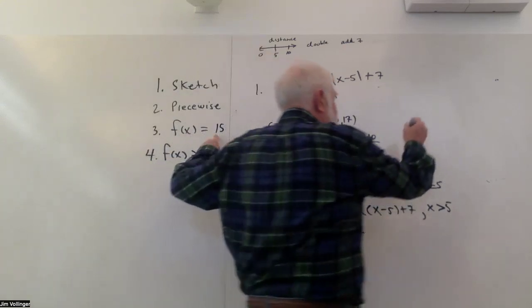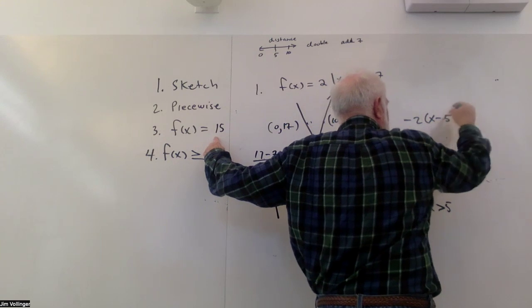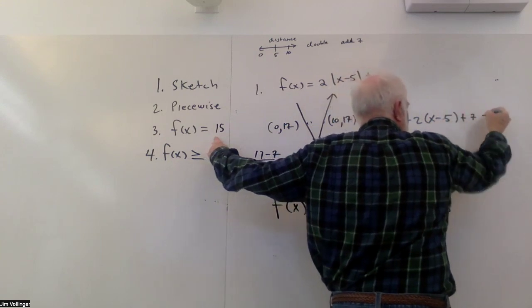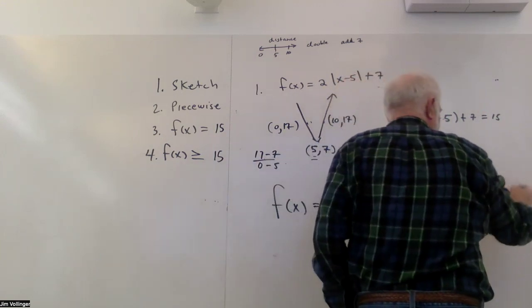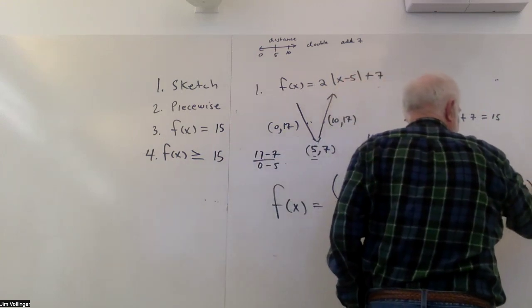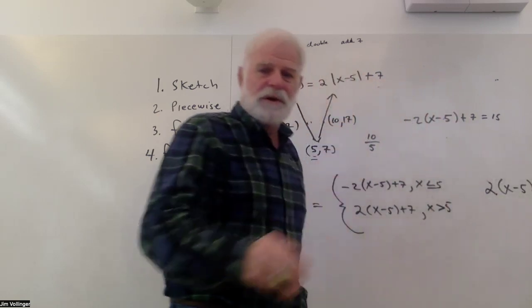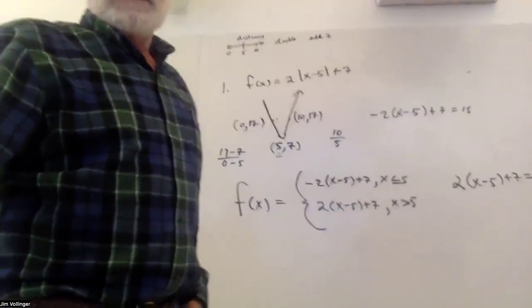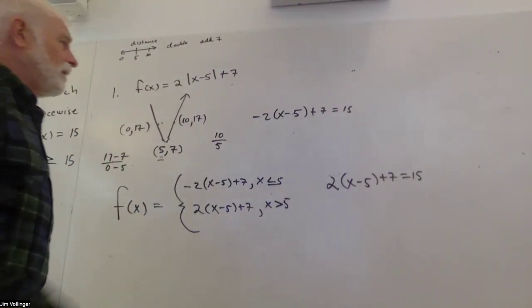The 2 branches: minus 2(x minus 5) plus 7. What does that equal? 15. And the other branch is positive 2(x minus 5) plus 7 equals 15. Right, so we're going to solve those 2 equations. Piece of cake.